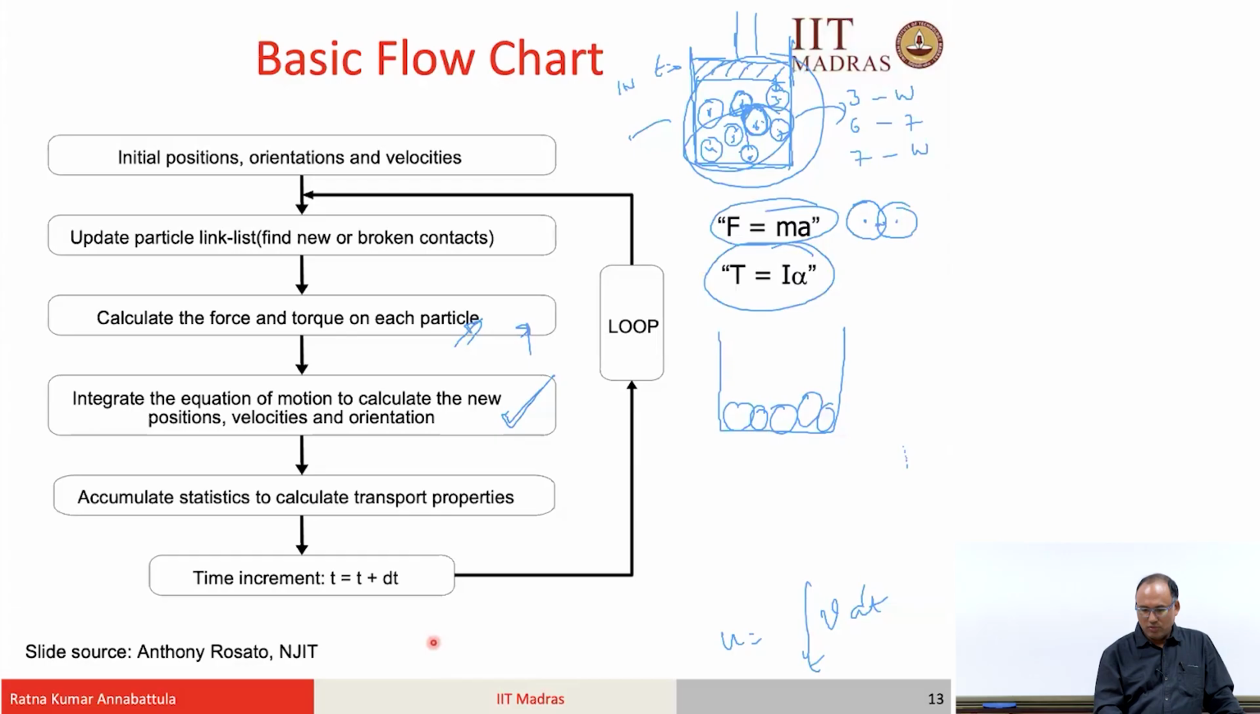This is conservation of what momentum? Linear momentum, and this is angular momentum. And you are talking about, say for example, if the particles are subjected to torque, then you have angular acceleration, and this I is your mass moment of inertia. So, the angular acceleration has to be captured.